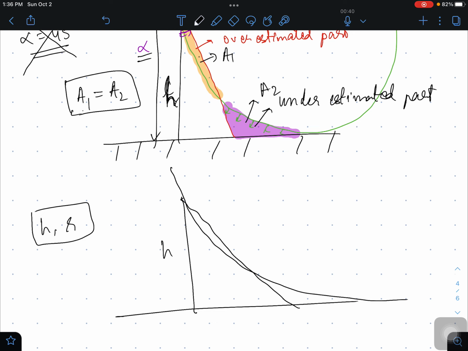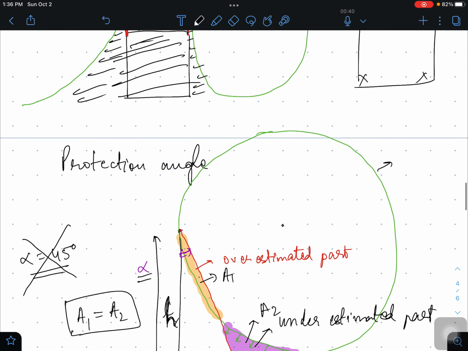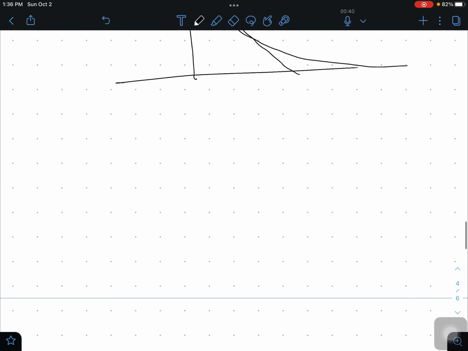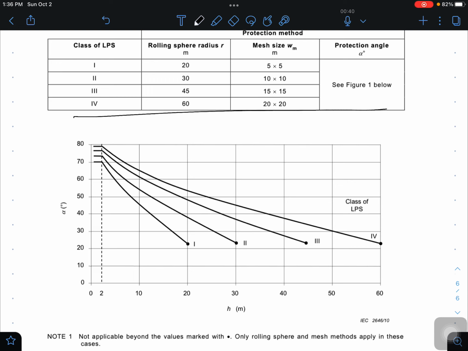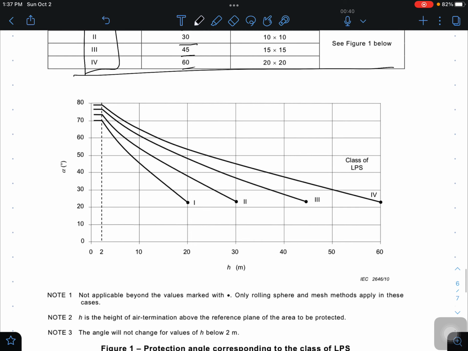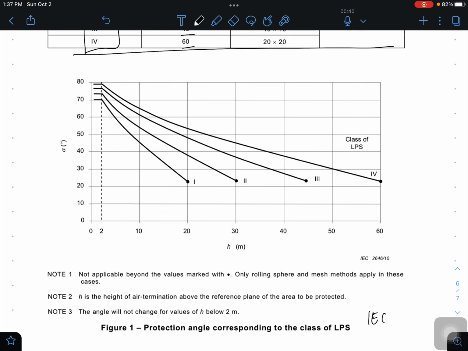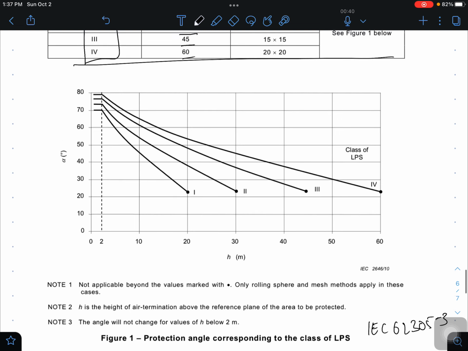So this is a very tough situation. Who said that protection angle is very simple? Yes, now this IEC said that okay, in order to avoid you performing this calculation, I will provide you this table. This table is given by IEC with the class so that you know the radius, and this figure which we are showing is figure 1 of IEC 62305-3, which simplifies everything. Using this you can calculate the protection angle.